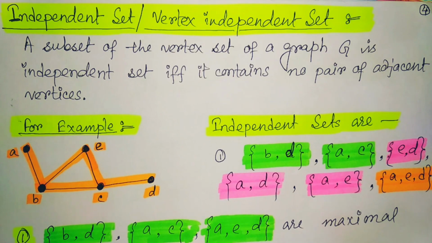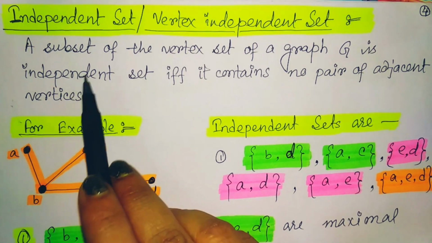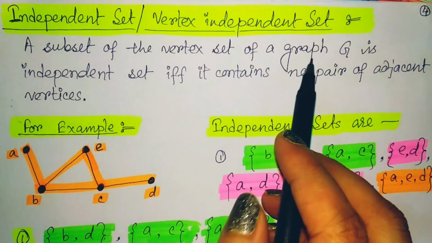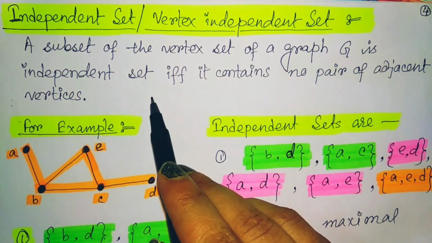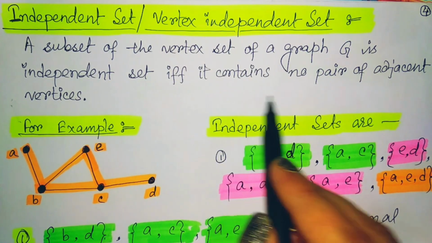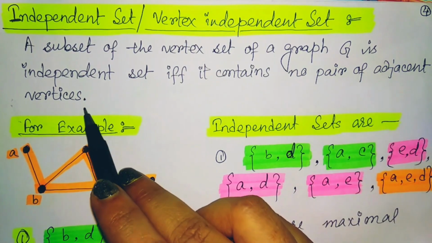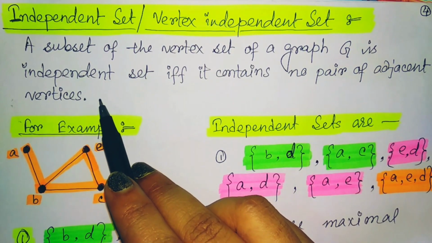In this video lecture, we come to know about independent set or vertex independent set. This one is again part of subgraph. So a subset of the vertex set of a graph G is an independent set if and only if it contains no pair of adjacent vertices.